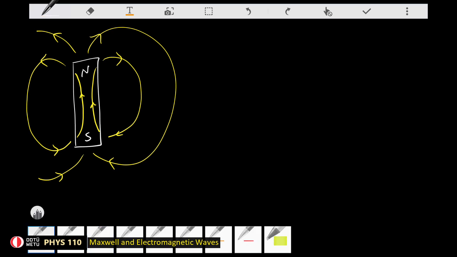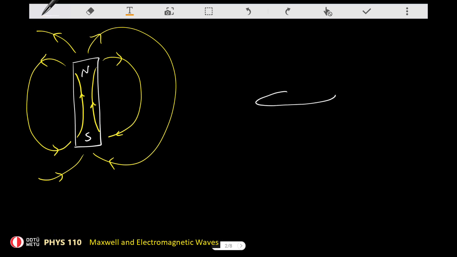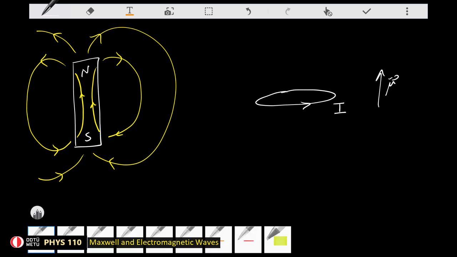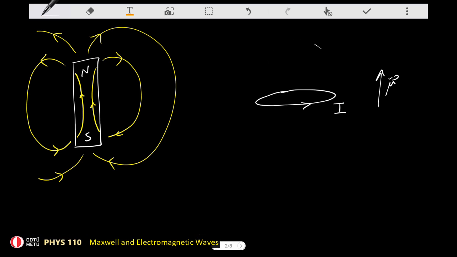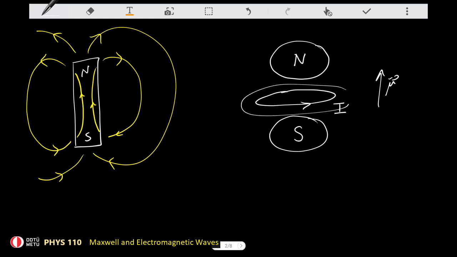Why is this so? Again, we know that the north and south poles are actually produced by electric currents inside atoms. From that perspective, if you remember, we have defined something called the magnetic dipole moment. In that case, it appears that at least this side of this current loop should be denoted as north, and the other side should be denoted as south. Since this is not some kind of a particle, it's just a current loop, I cannot divide this into two. So I cannot separate this north from the south, right?